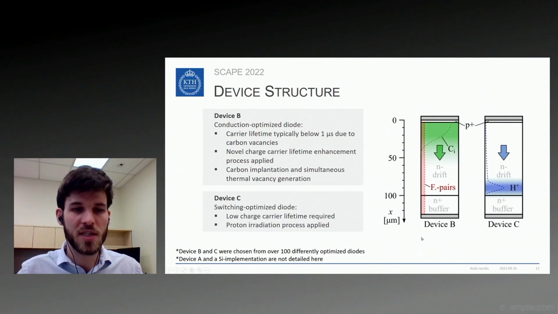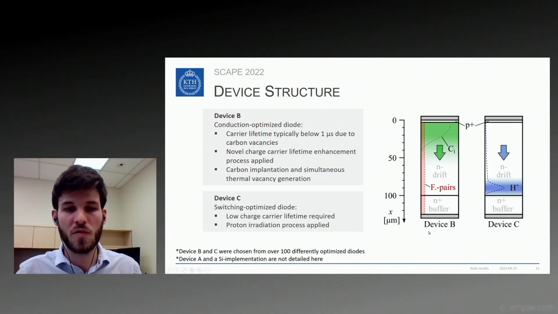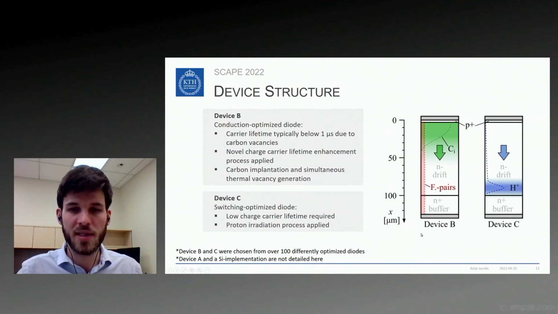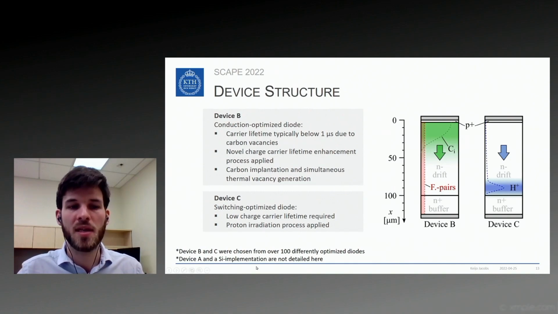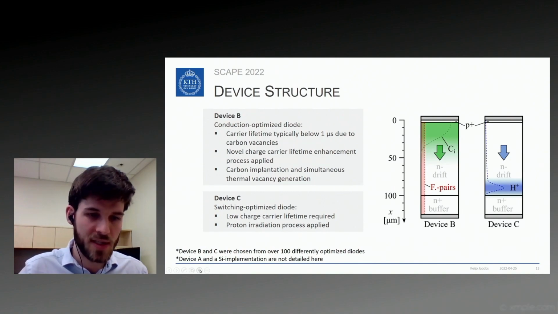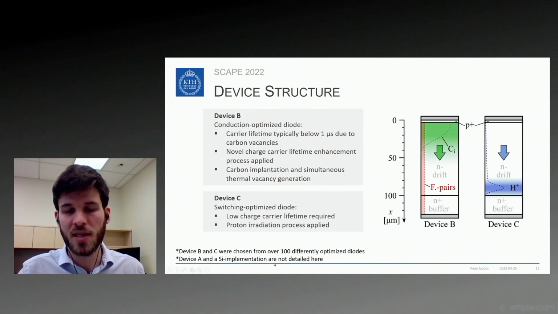I should say that device B and C were chosen from over 100 differently optimized diodes as two extremes, a very conduction optimized device and a very switching optimized device. There's also a comparison device A and a silicon implementation, but I'm not going to detail them here too much due to the time restrictions for this presentation.